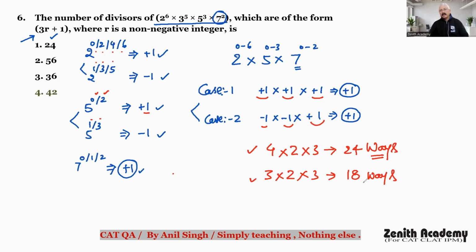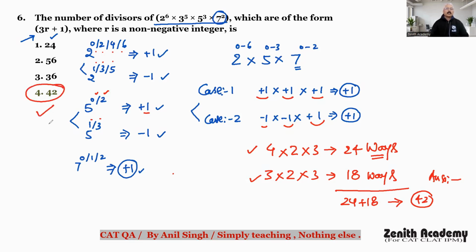So 24 ways for case 1 means 24 divisors in case 1 we can get. And 18 ways for case 2 means there are 18 divisors which will give the remainder plus 1. So the total number of divisors is 24 plus 18 is equal to 42. It is our answer. So this is a complete detailed solution of this question, means you can understand each and every bit of this question. And it is a very good question.